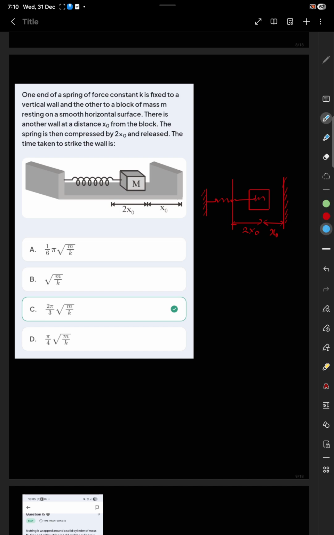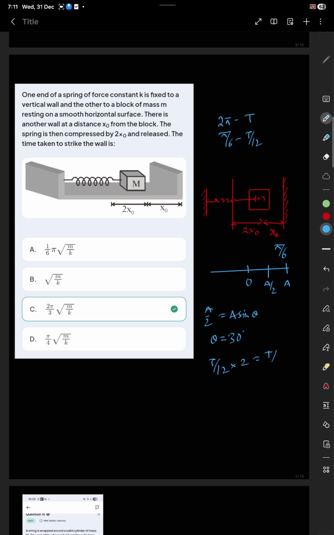So I will do one thing. Let's say this is 0, this is a. So at a by 2 there is a wall. So you may clearly write x equals a sin theta. Since x is a by 2, sin theta is half, so theta is 30 degrees. If this is 30 degrees, you may write pi by 6. And you know that 2 pi takes time T, so pi by 6 takes T by 12 time. So for going, this is T by 12, and for coming back, this is T by 12. So the total time taken will be T by 12 into 2, that is T by 6.